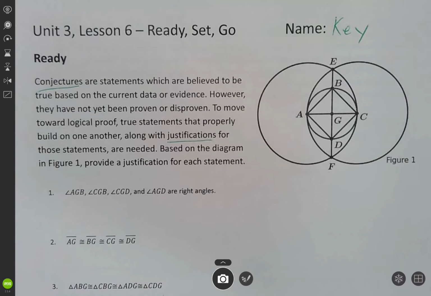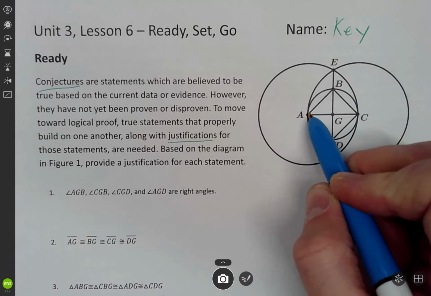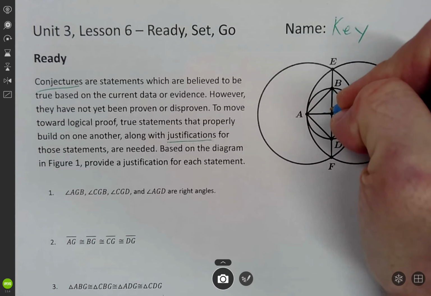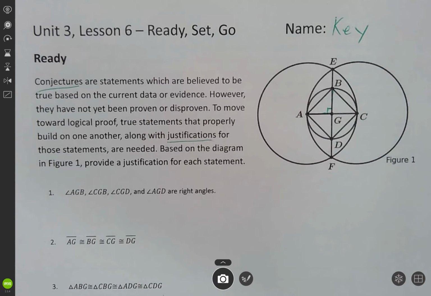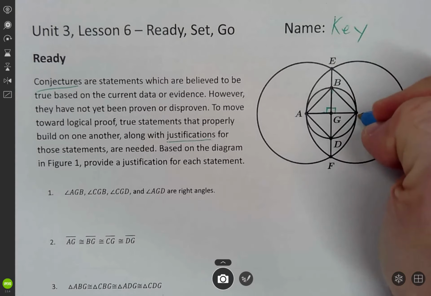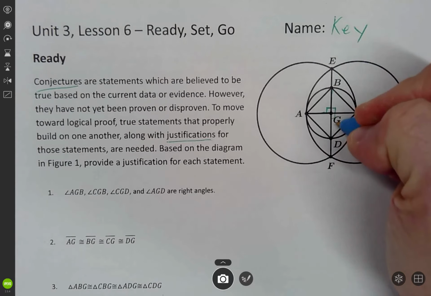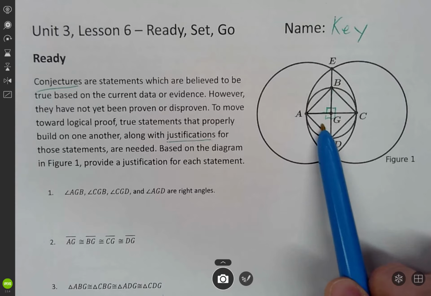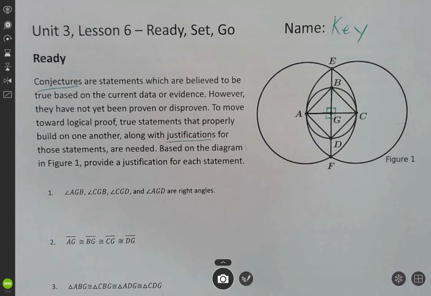Their first claim or conjecture is that AGB, along with these other three, are right angles. So when you're given an angle AGB traced from A to G to B, this angle AGB is what they're claiming is a right angle. Also CGB, CGD going down, and AGD going down. So the claim is that these are right angles. Now I've notated that. It's not necessarily true. We're trying to come up with a justification.